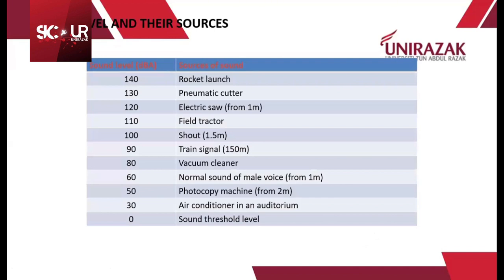So secara umumnya, sound level and their source, rocket launcher around 140 decibel. So ketinggian dia lebih kurang 140. Pneumatic cutter 130. Electrical saw jaraknya 1 meter, 120. Air conditioner in the auditorium lebih kurang dalam 30 dBA. And then photocopy machine jarak 2 meter lebih kurang 50 dBA. Dan contoh vacuum cleaner 80 dBA. Dia amplitude dia mungkin berbeza-bezalah.